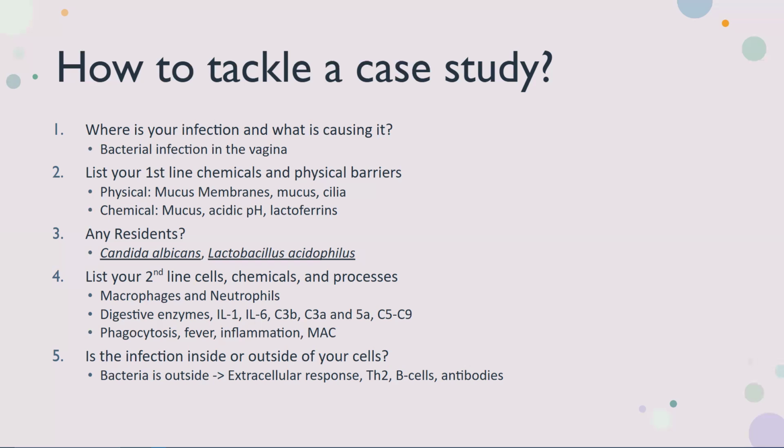And then step five, this goes on your third line: is the infection inside or outside your cell? In this case, I said the vaginal infection is outside the cell, meaning it's an extracellular response or a humoral response, which will require a Th2 helper T cell, B cells, and antibodies. You can take any infection, any location, and the microbe that's causing it, and you can break it down into what barriers, what first, second, third line barriers, what residents are involved. You'll do very well on this exam.